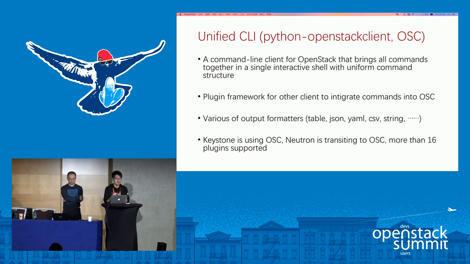For now, only Keystone has deprecated its own command line client and uses OpenStack client as its official command line. Neutron is now transitioning to OSC, and half of the work has been done. And more than 16 plugins are supported now.